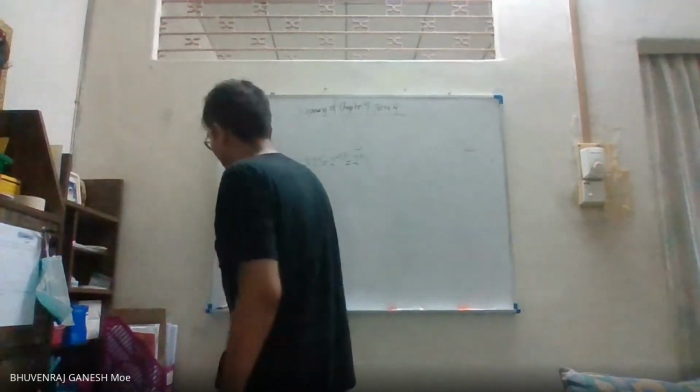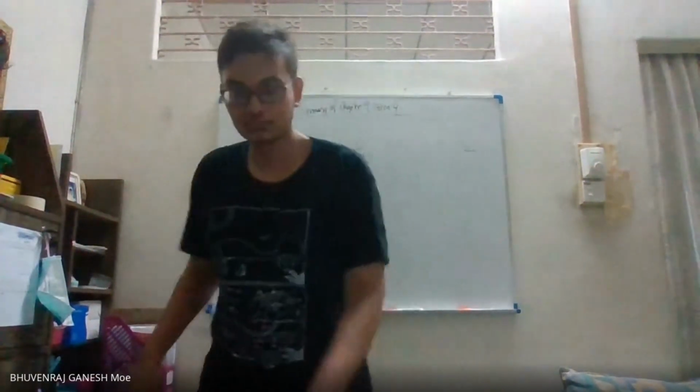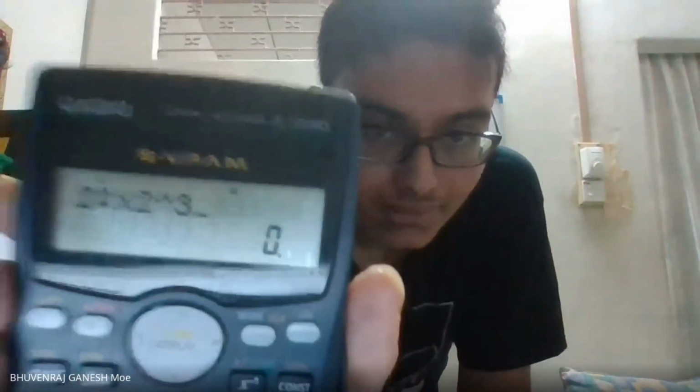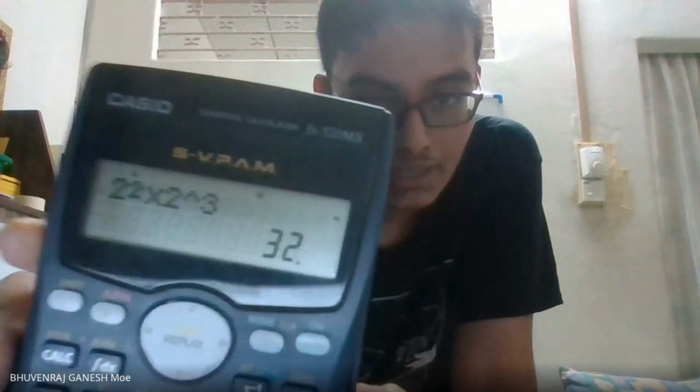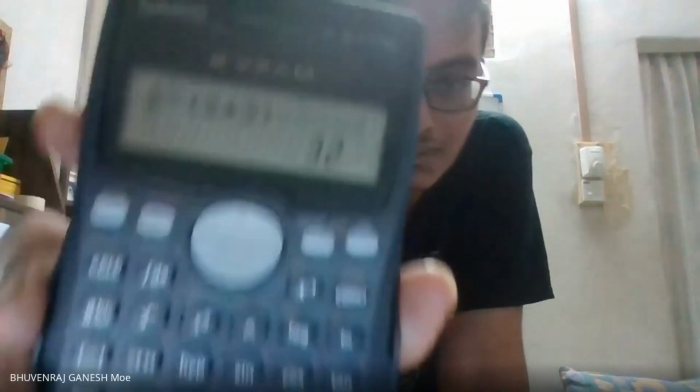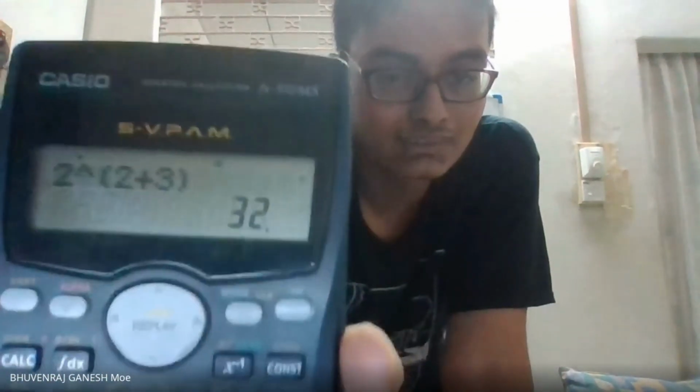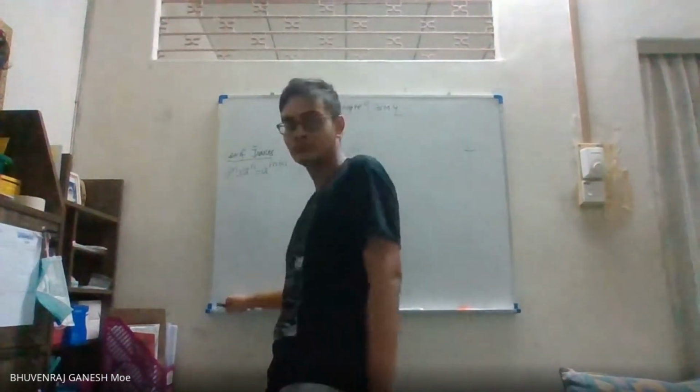So you can try in your calculator also. Let's say we try 2 square times 2 power 3. So I get 32. And then applying the law, I get 2 power 2 plus 3. Don't I also get 32? Yeah. This is where the law of indices comes from. So when you apply a law, both sides must be equal. So that's how maths is. That's your first law.